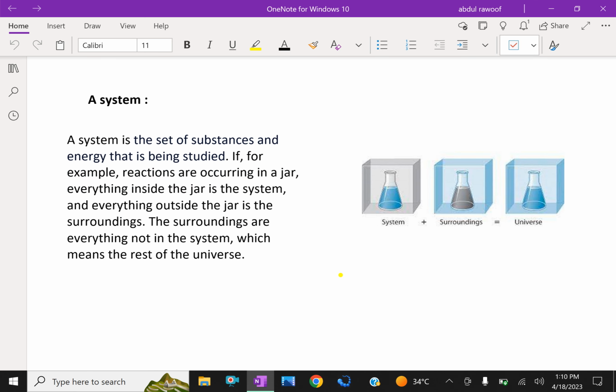Next, we will discuss a system. A system is a set of substances and energy that is being studied. If, for example, reactions are occurring in a jar, everything inside the jar is the system, and everything outside the jar is the surroundings. The surroundings are everything not in the system, which means the rest of the universe. That is, the rest of this bottle is its surroundings.